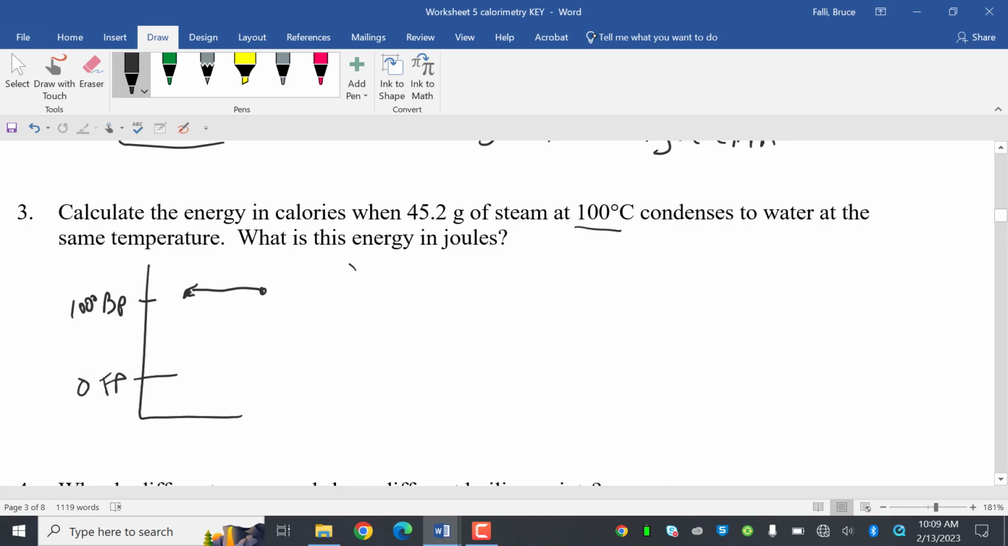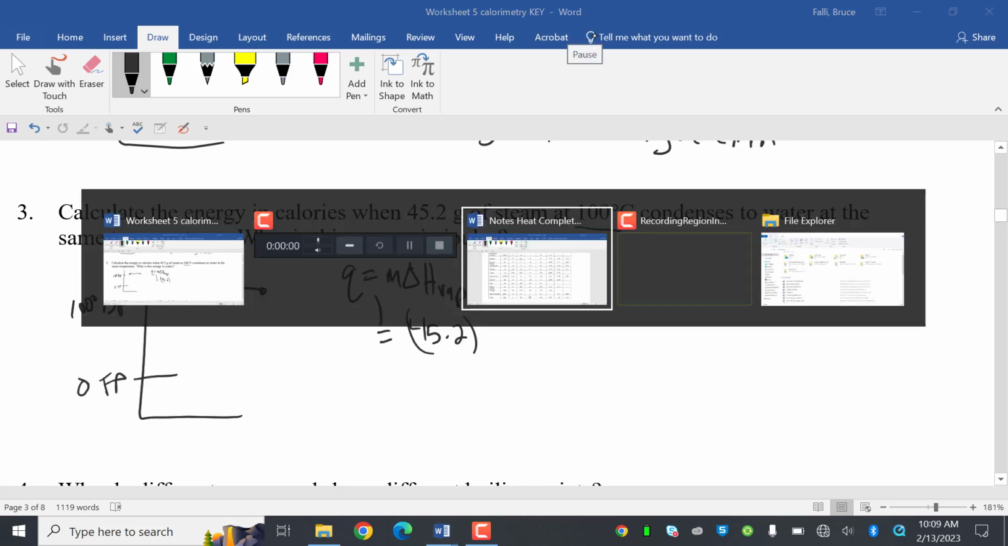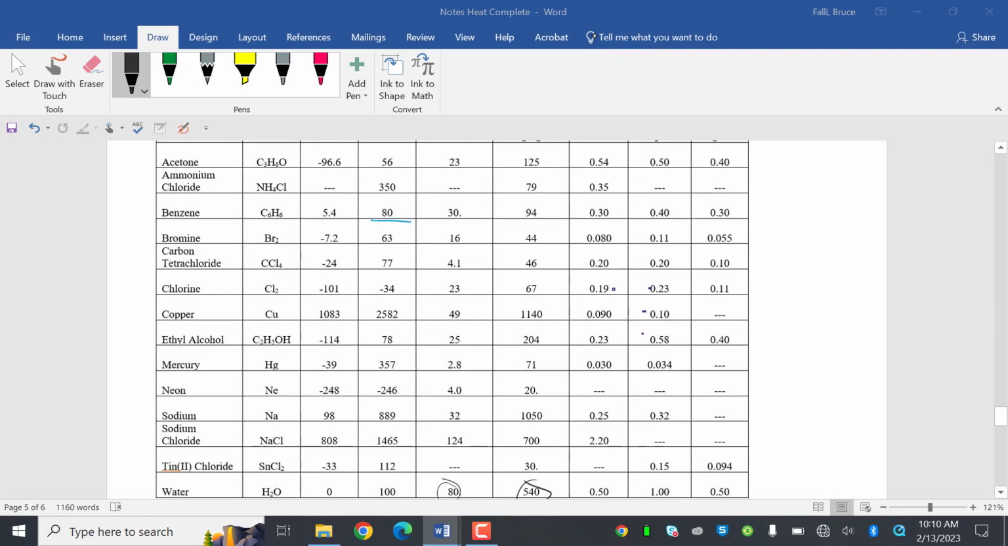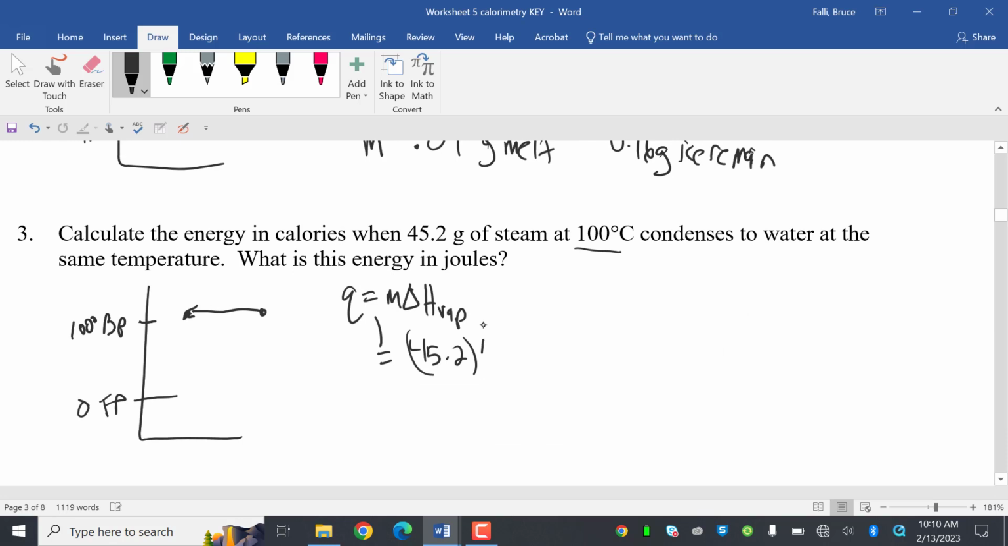So I'm only changing state of matter, so Q equals M delta H. I have a gas, so it's vaporization. My mass is 45.2. My heat of vaporization for water is 540. Calculator away. 45.2 times 540 is 24,408, so about 24,400 calories. That's calories. What is the energy in joules? We do not need to do the joule part.